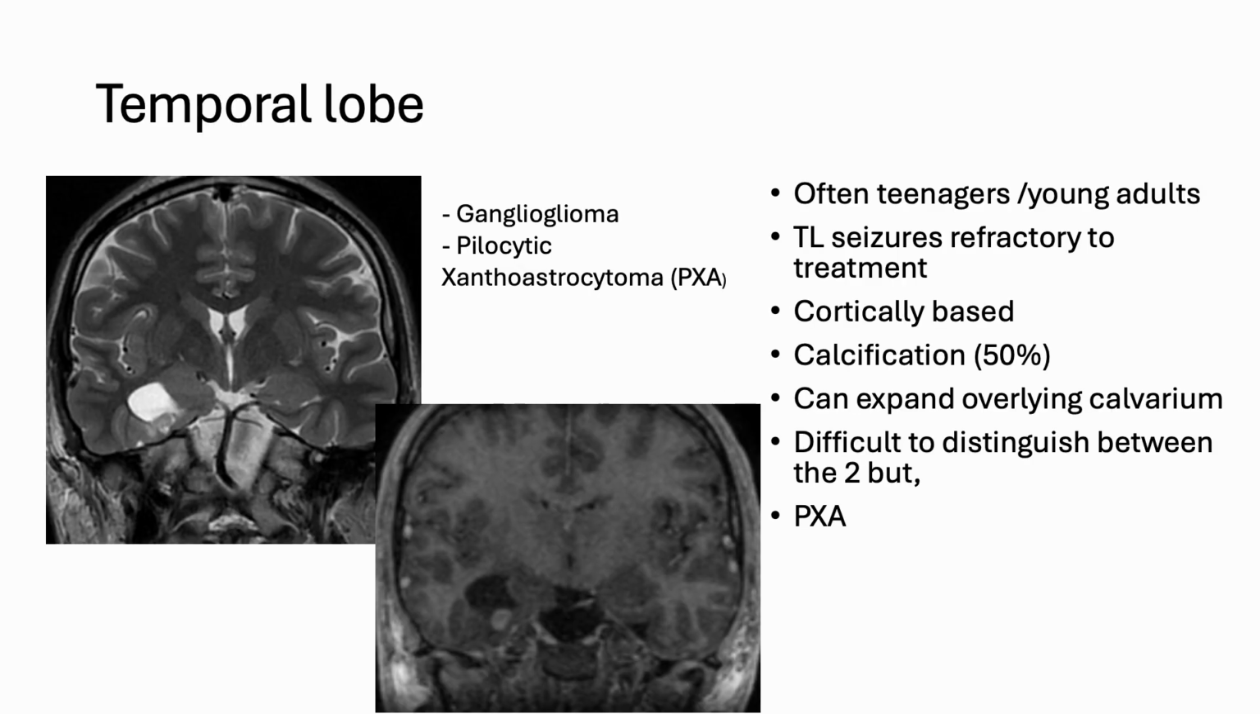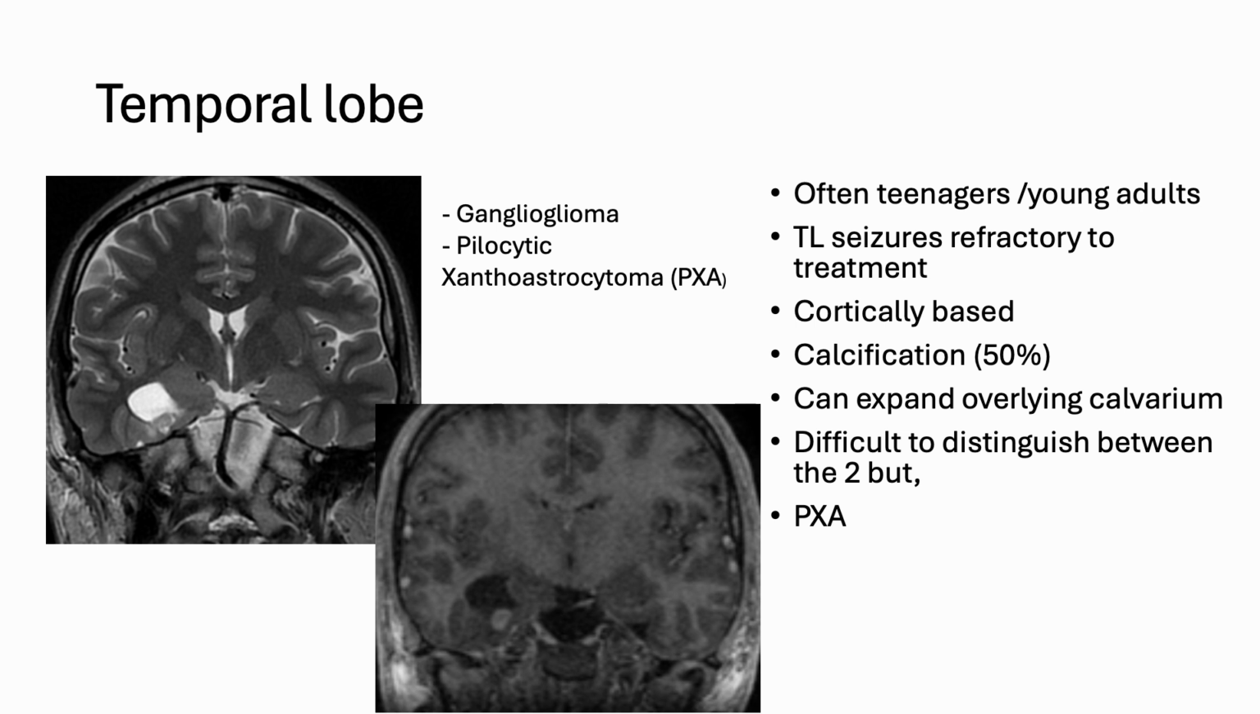Cystic tumors with enhancing nodule in the temporal lobe or the supratentorial region: PXA and/or pilocytic astrocytoma and ganglioglioma come together in the differential list. When you mention one of them, you mention the other one because they look similar. Cyst with enhancing nodule, cortically based, they can calcify, and they come in younger patients, young adults or teenagers with refractory epilepsy. They are based in the cortex, as I mentioned.